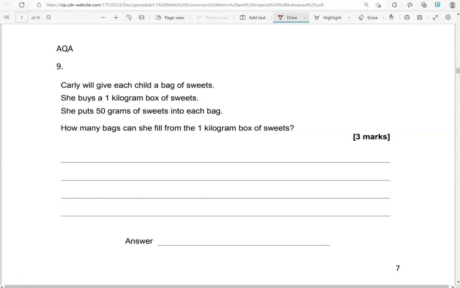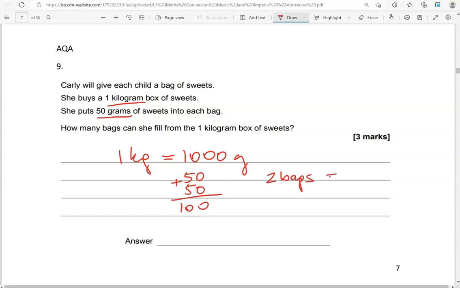So we're looking at how many lots of 50 grams fit into 1 kilogram. Like we've said earlier, in 1 kilogram there are 1,000 grams. We know that 50 and 50 will give us 100. So in 2 bags, there will be 100 grams of sweets. We know that 10 lots of 100 will make 1,000.